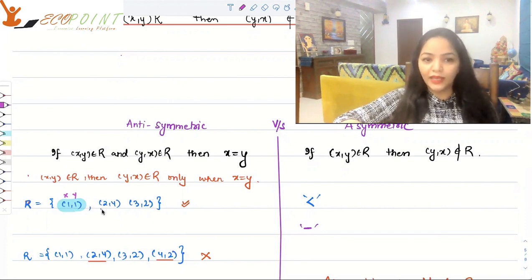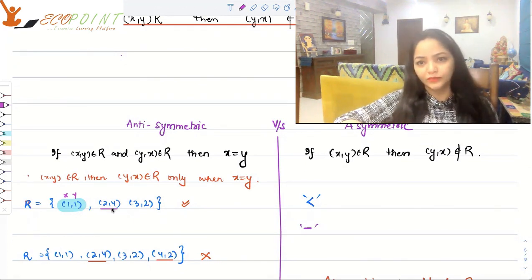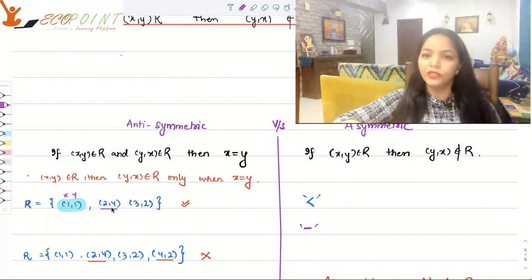Now, along with that, you have (2, 4) and (4, 2) is not there. So we don't have to bother about checking anything, because antisymmetric says that if you have X R Y and Y R X, then X and Y should be equal. Y R X is not here, so we don't have to worry. Similarly, (3, 2) is there, (2, 3) is not there. So I don't have to worry about this not being antisymmetric. So this is an antisymmetric relation.